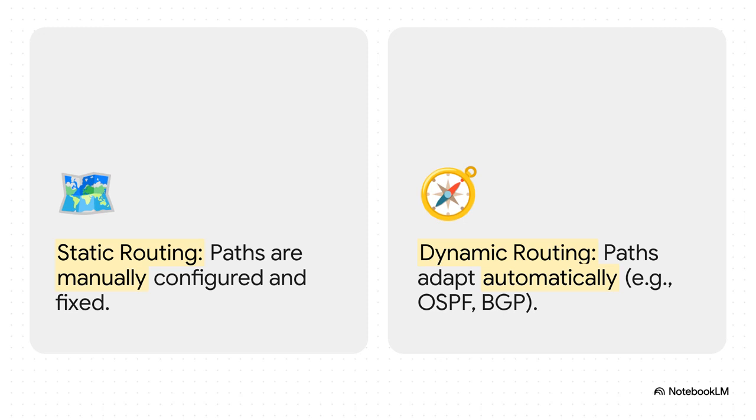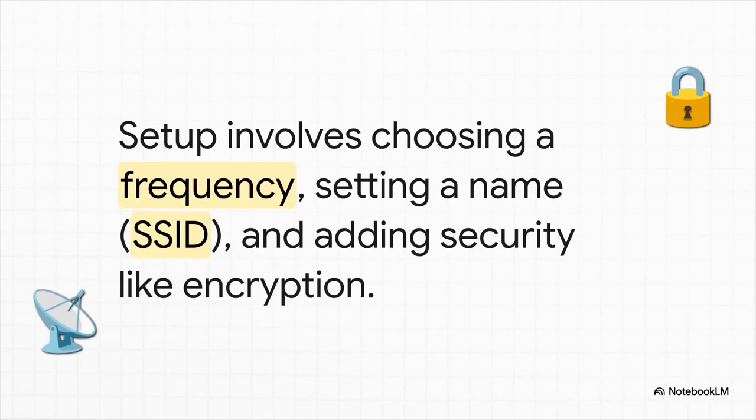So how does data actually find its way across this city? Well, you've got 2 main choices. With static routing, you basically program a fixed map into the system. But with dynamic routing, the network is alive. It uses these protocols. You might see names like OSPF or BGP, which are like the GPS of the internet, to automatically find the best way around traffic jams and outages. It's pretty cool.